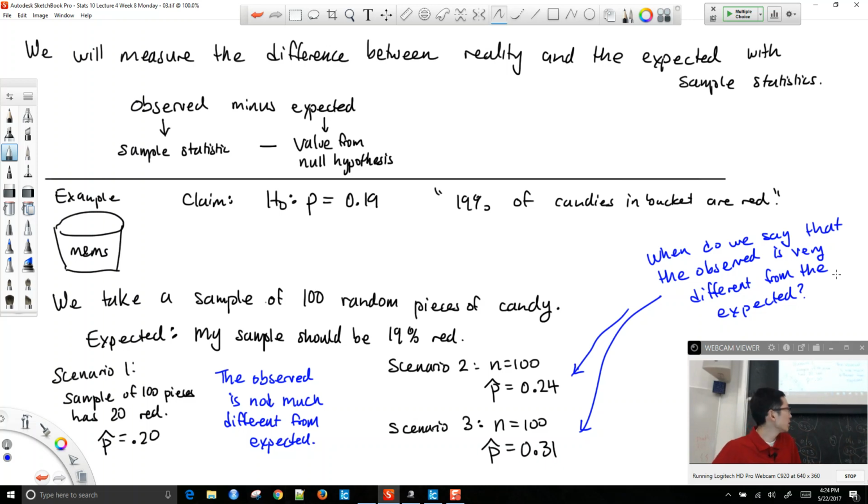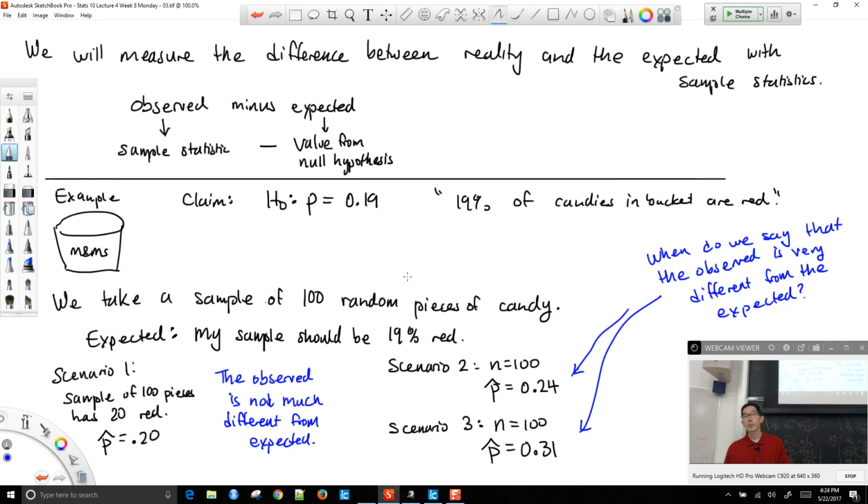Well, it's not just arbitrary. It's not going to be like, oh, at 10% it means it's different or something like that. It comes down to, well, what we're going to do is we compare what we observed. In this case, 31% versus 19%, that's a 12 percentage point difference. Is 12 percentage points a lot or a little? Well, it depends on our standard error. And this is where our understanding of sampling distributions comes in.